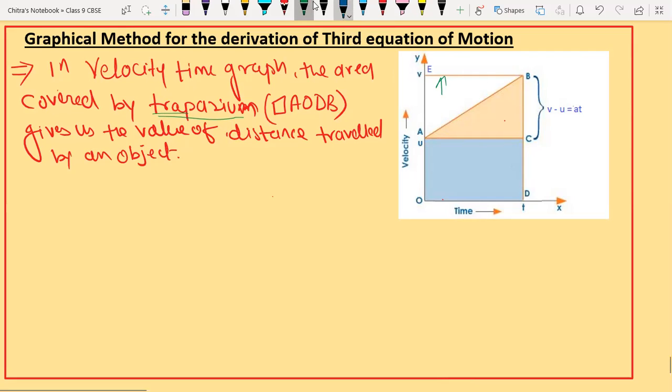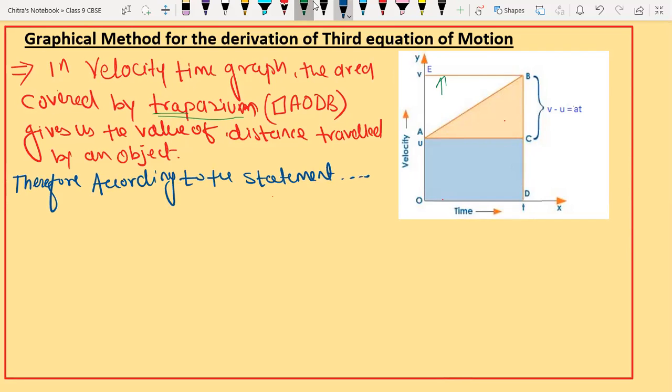So, where were we? Therefore, according to the statement, we can write distance equals area of trapezium. Which is the trapezium? It is AODB.